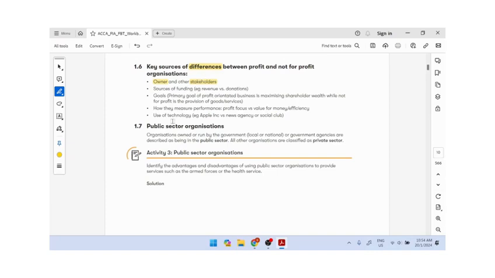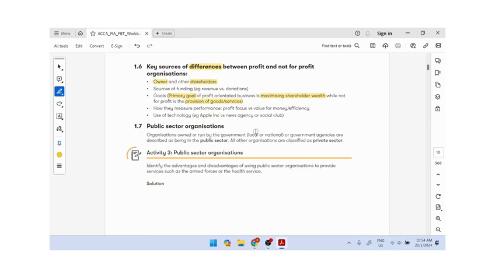Okay. Very easy for the profit oriented. The primary goal for profit oriented is maximizing shareholder wealth, meaning earn the highest profit. While not-for-profit is the provision of goods and services. So the goal for the not-for-profit is actually, like I said just now, how many people you can help.